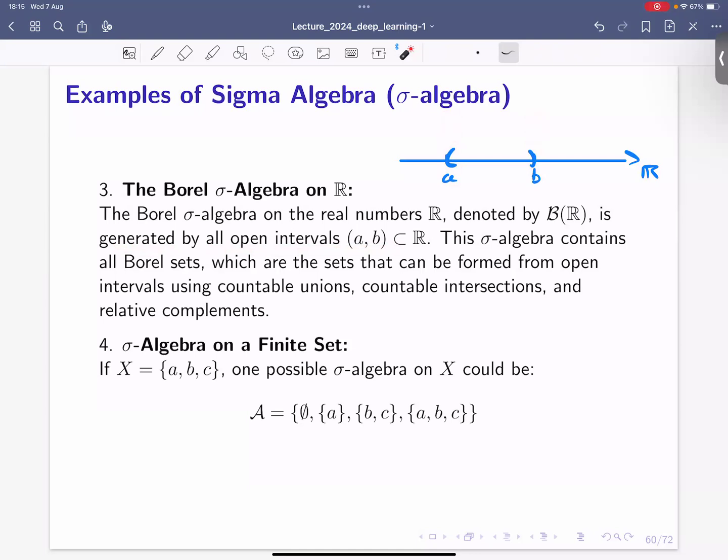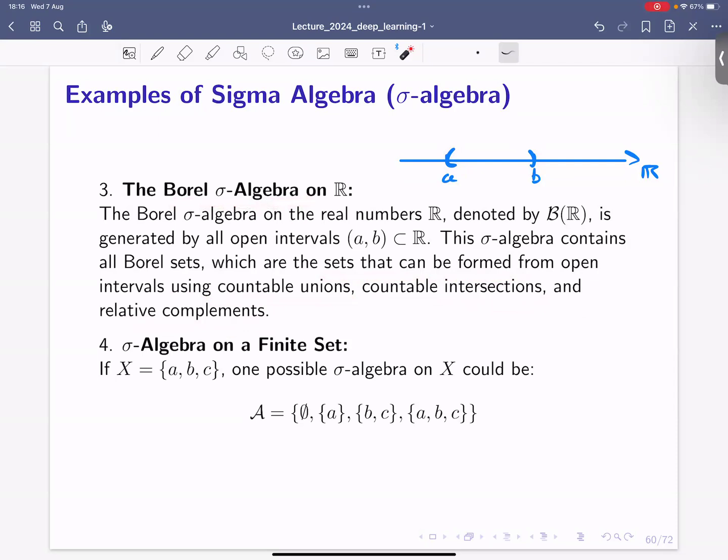So you're looking at this open interval, then what you do to create this sigma algebra is that you take essentially the sets that can be formed from this interval here by countable unions, countable intersections, and complements. Okay, so you take your set (a, b), you use all these operations on this set, and then you put this in your sigma algebra. Okay, this is what we call a Borel sigma algebra.